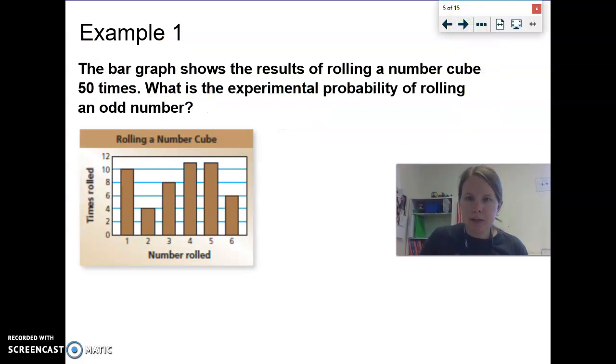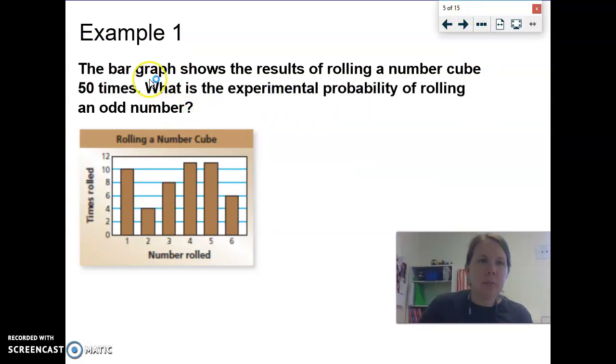So let's go ahead to the first one. It says the bar graph shows the results of rolling a number cube 50 times. So again, remember your number cube just means dice. So you're rolling a dice 50 times. What is the experimental probability of rolling an odd number?